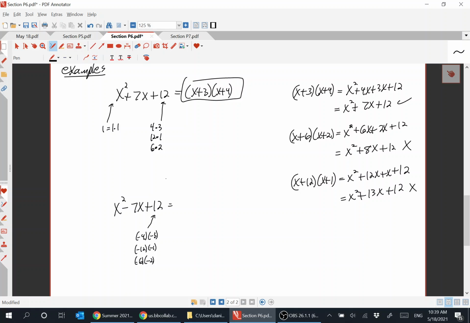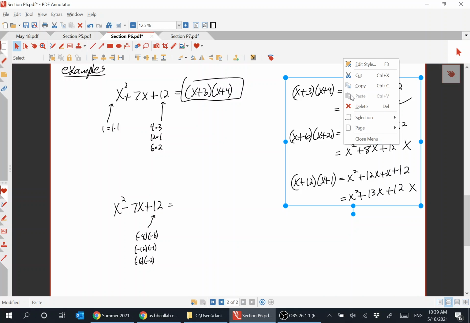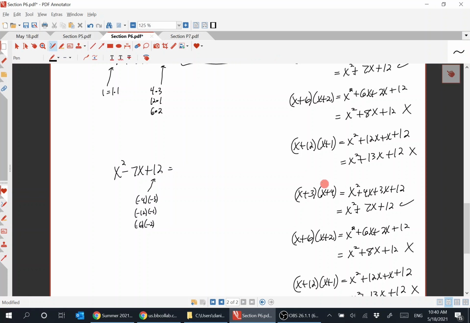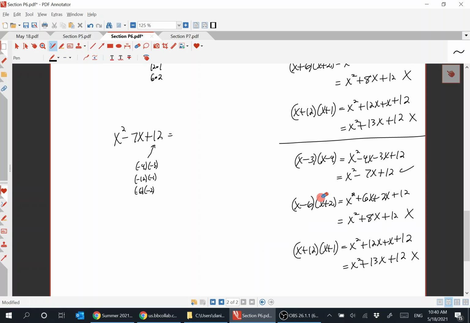And then if you run through these possibilities again, with these negative numbers, x minus 3, x minus 4, all it does is change the 4x and the 3x to minus 4x and minus 3x. So you get minus 7x. And here, you get the same outcome.